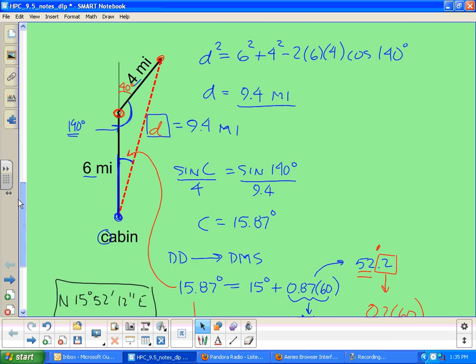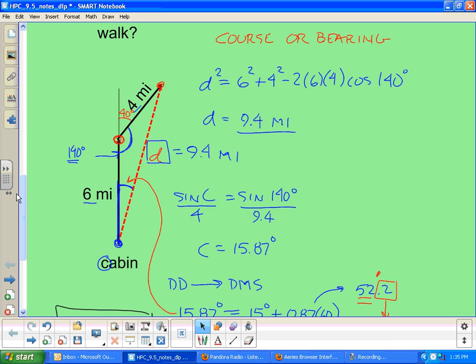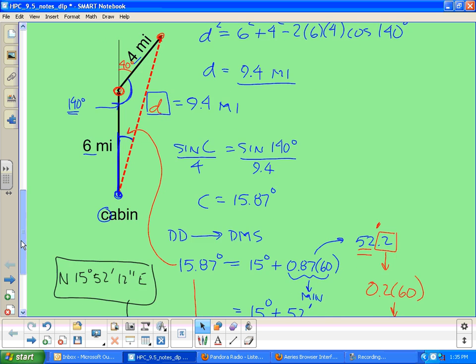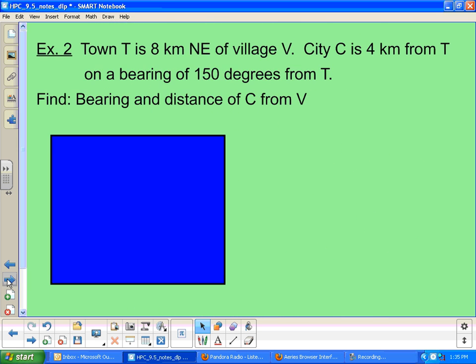All right, good questions. What else do you have on this one? The trickiest part is going to be doing the drawing. If you get the drawing right, then you're in golden shape. If you don't get the drawing right, find what this looks like. Read it carefully. Draw a sketch for me of what's happening here between Village B, Town T, and City C. What's happening?